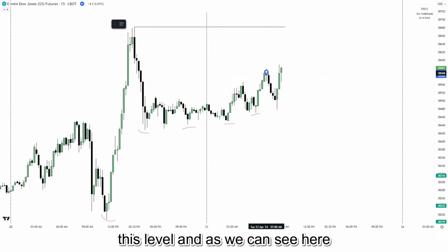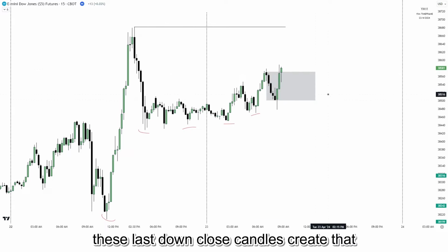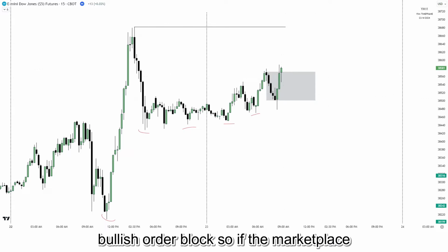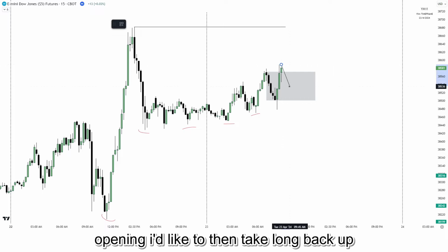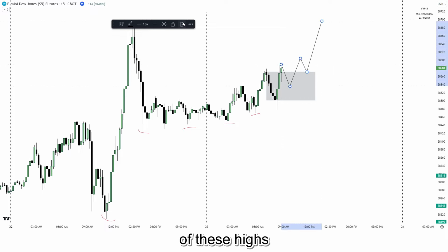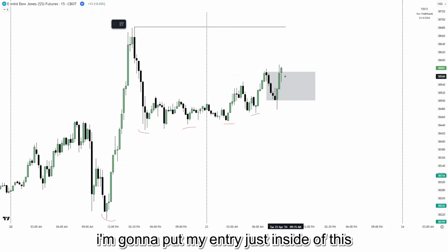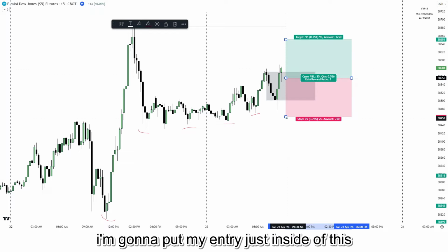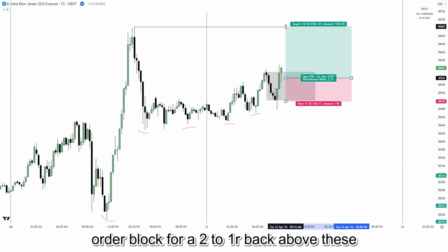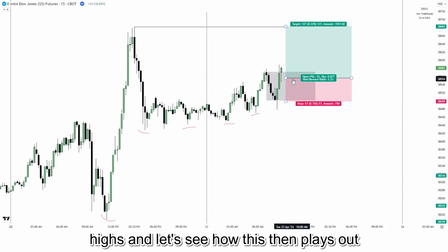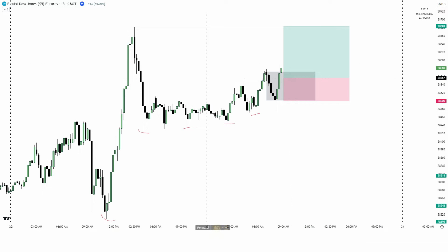And as we can see here, these last down close candles create that bullish order block. So if the marketplace can come back down into these last down close candles coming into the market opening, I'd like to then take longs back above these highs. I'm going to put my entry just inside of this order block level, stop loss just below the order block for a 2-to-1R back above these highs. And let's see how this then plays out.